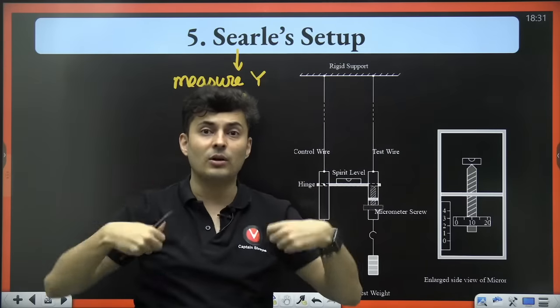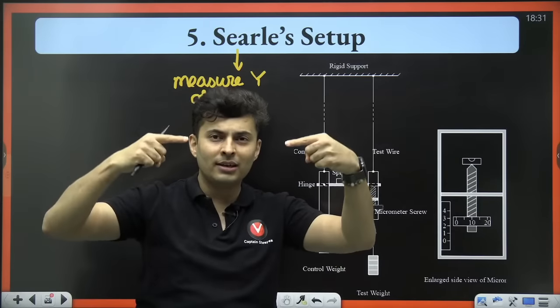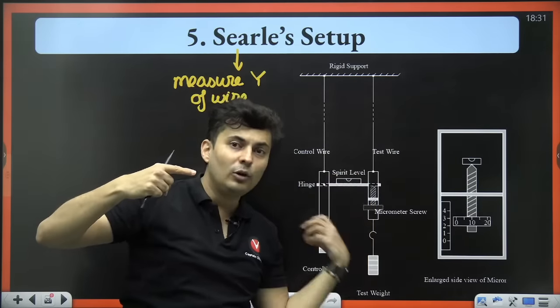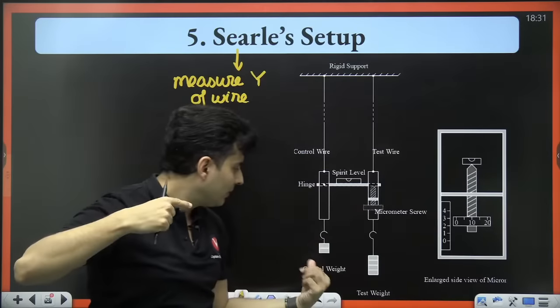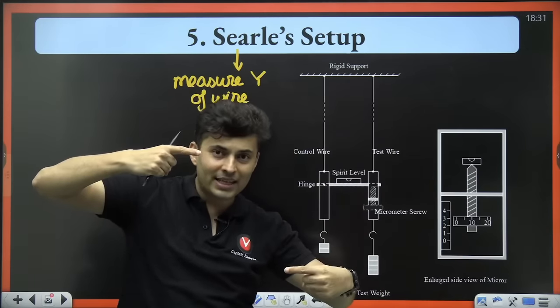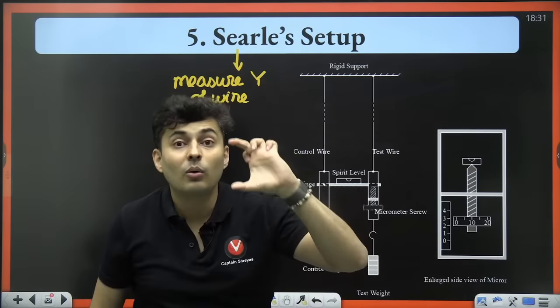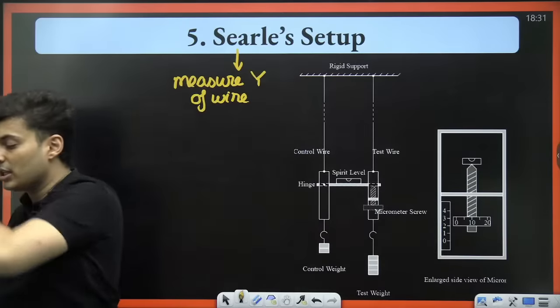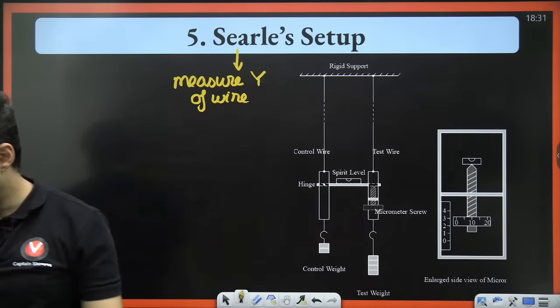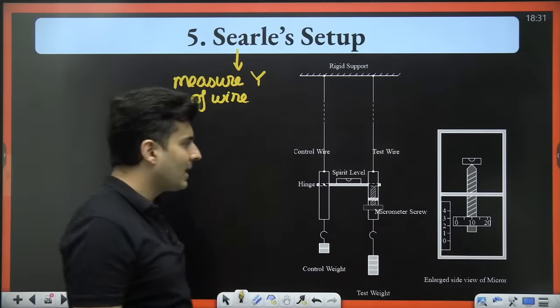Because if the temperature on that day is more, both the wires will extend. If you add load on one side, from that test weight side, then there will be more extension. So noting down the difference, you can get what is the total extension only because of the load. Is that clear? Why this happens?